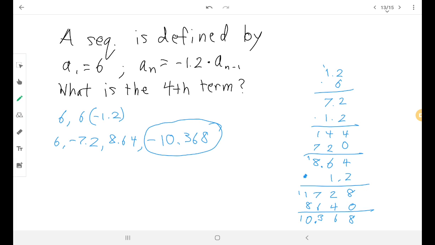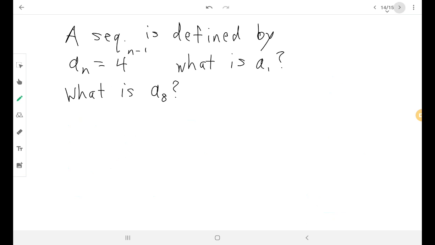And there's my fourth term, so my A sub 4 equals -10.368. All right. I'll give you a moment to look at that. All right, let's move on to the next one.